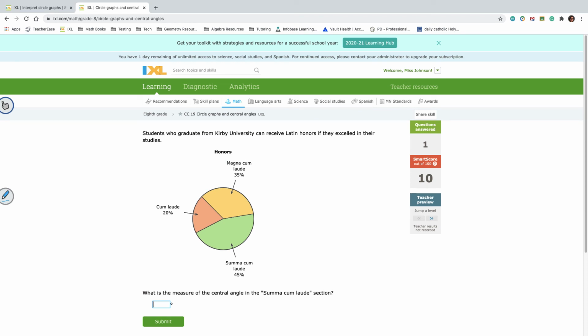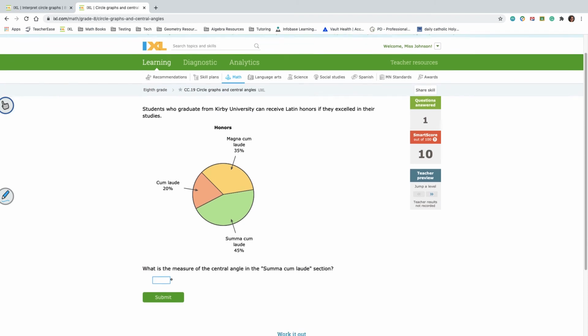Let's try another. Students who graduate from Kirby University can receive Latin honors if they excelled in their studies. What is the measure of the central angle in the summa cum laude section? Summa cum laude is 45%. How many degrees in a circle? 360. So we say 360 times 45% as a decimal, 0.45. I do 360 times 0.45, and I get 162 degrees for that central angle. So that's talking about what this angle is.